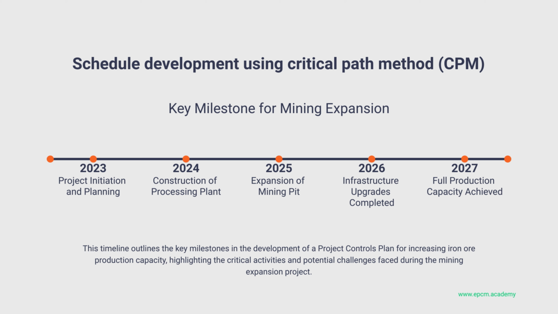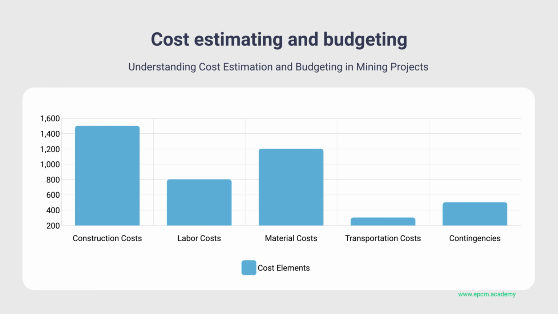And I'm guessing contingencies are built into the cost estimates as well, because, as we've established, surprises are almost inevitable in this kind of project. You bet. Contingencies are essential for accounting for those unforeseen risks, things that you can't necessarily plan for, but need to be prepared for. Right? So we've got the schedule and cost plans figured out.